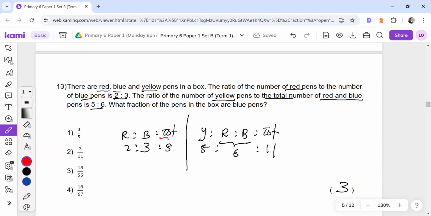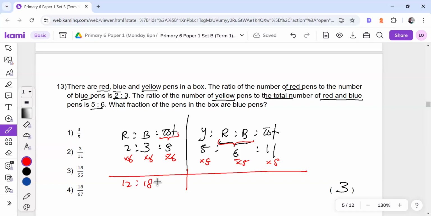Red and blue, isn't that the total? Red and blue, isn't that the same two colors? But the number is not the same. Then what do you do? Go and make it the same. Times 5, times 6. And this whole ratio, you also times 6. And then this ratio, you times 5. Okay, then what happened now? You have 12 is to 18 is to 30. And then 25 is to 30 is to 55.